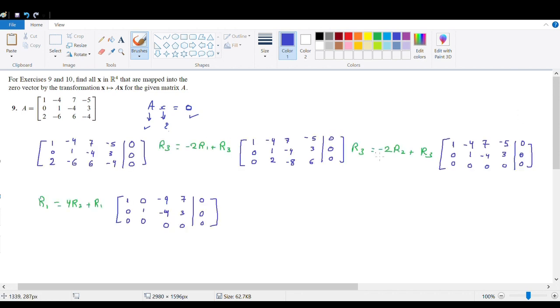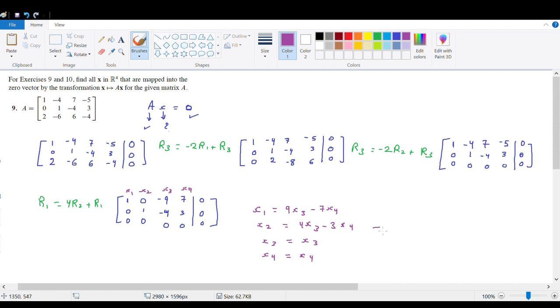So our row operation leads to this matrix. From here it is clear that x1 will be equal to 9x3 minus 7x4, if we say this one is x1, x2, x3, x4. x2 will be equal to 4x3 minus 3x4, and x3 is a free variable, so this will be equal to x3. x4 is also a free variable, so this will be equal to x4.